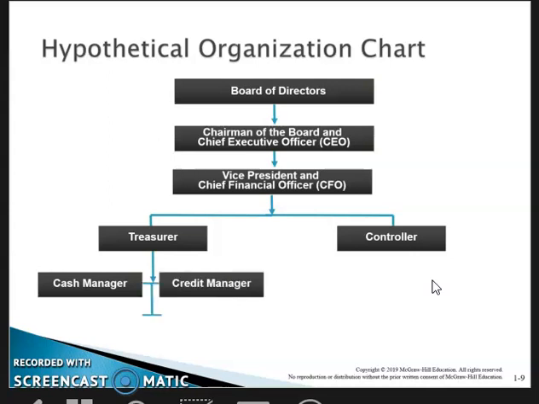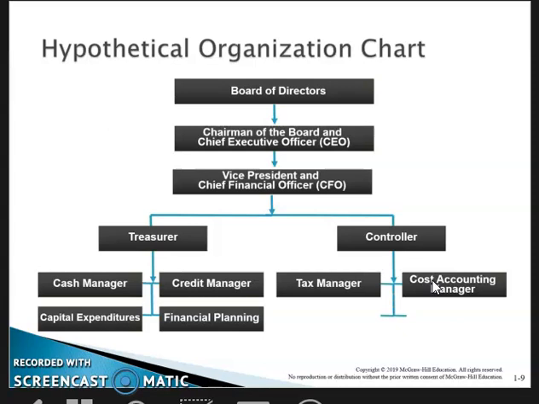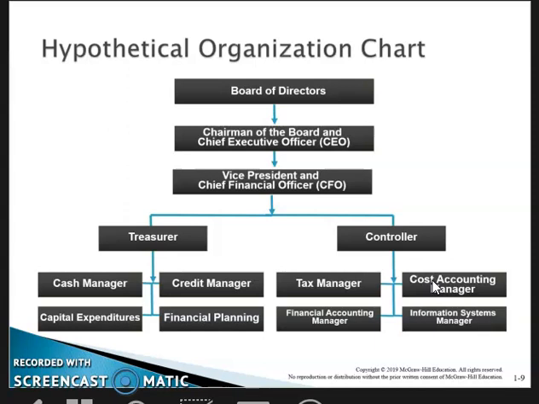So we have the cash manager, the credit manager, the capital expenditures, financial planning. So this is how money is used and invested. And the controller is going to deal with the taxes and then the accounting aspects. So they'll deal with the cost accounting, financial accounting, then also deal with the information systems. Information systems has become a very big part of the accounting process for a firm.